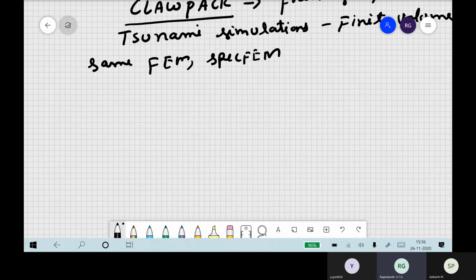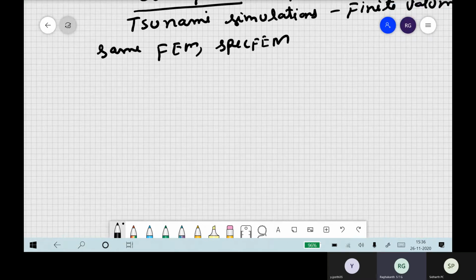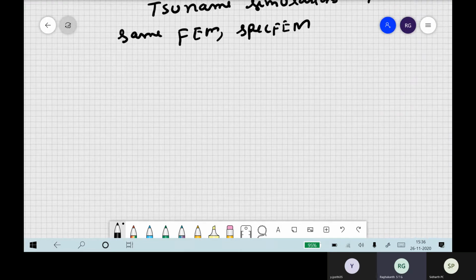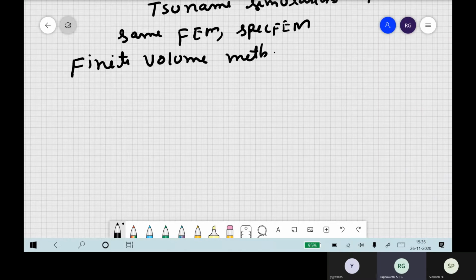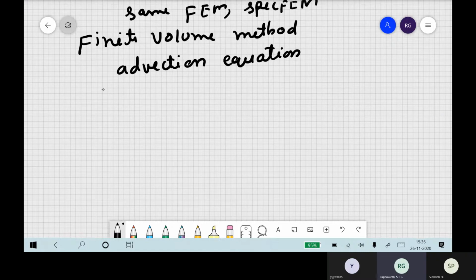But here the concept is slightly different. Even the equation that you have to solve, you have to be very careful about that, and that is where finite volume, FEM and other methods differ from each other. Now in the finite volume method, the method is basically built on the advection equation. In mathematical terminology it is the advection equation, but in engineering terminology we also call this advection equation conservation laws.